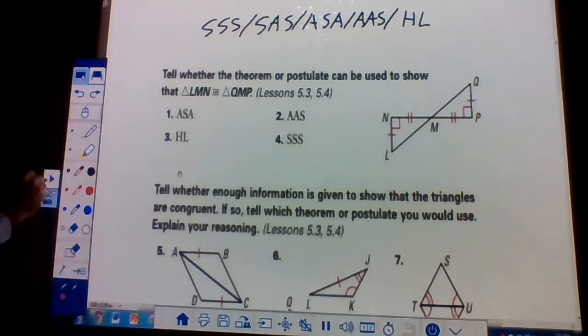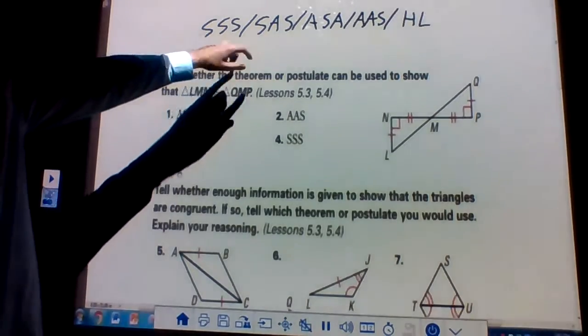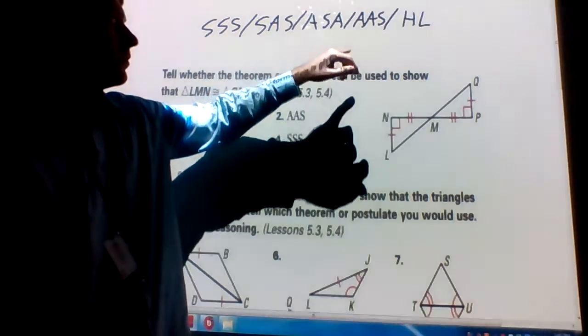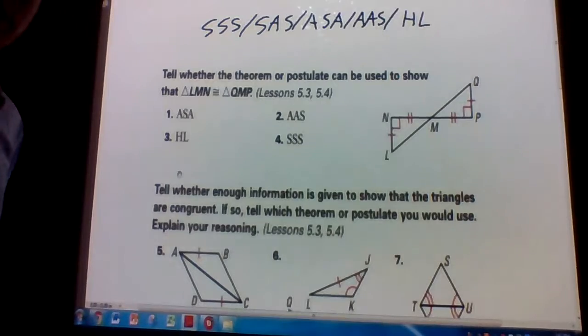So to show that triangles are congruent, we don't need to show that all 3 pair of sides and all 3 pair of angles are congruent. We can use our shortcuts here. So for side, side, side, we can show that 3 pair of sides are congruent. For side, angle, side, we can show 2 pair of sides and then the pair of included angles, meaning the angle between the 2 sides, are congruent. So we don't need everything.